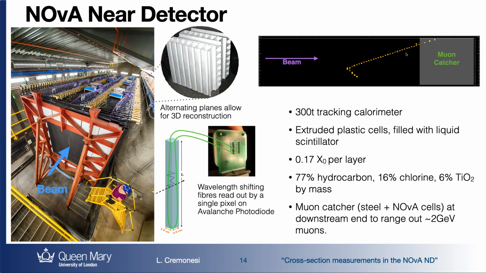And so this is a view from the top of our near detector. So if we were looking from above here, it's made of mainly hydrocarbon and chlorine and a little bit of titanium dioxide. So at the downstream end, right here at the bottom, you can see in the diagram, we have a muon catcher, which is made of these NOvA cells, but with some steel in the middle. And the reason is because we can then range out and sort of catch the muons that have energies of 2 GeV and above.